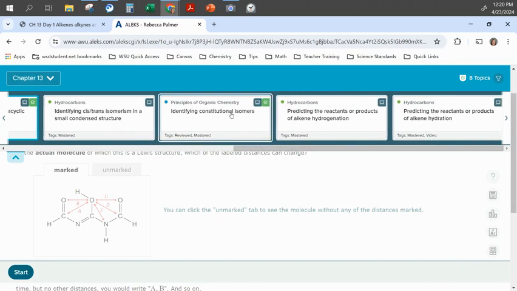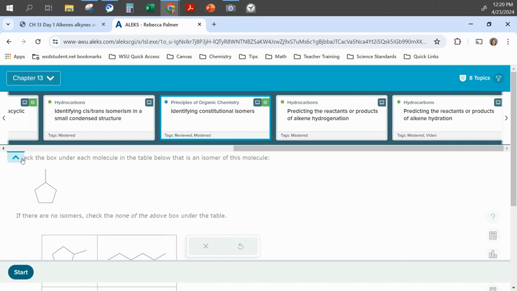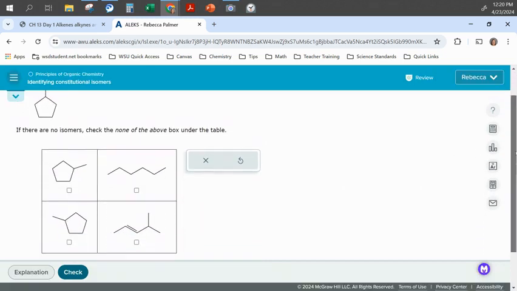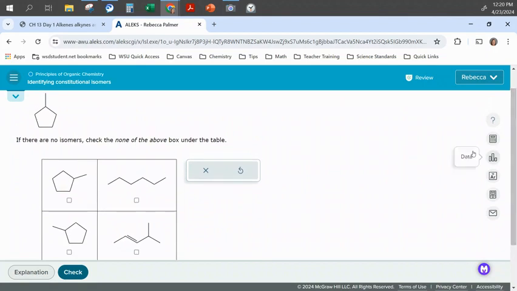The next one is identifying constitutional isomers. This is a tedious topic. If you understand the saturations and the unsaturations, that can help you. So if I'm looking at the structure, the first thing I'm going to do is write down the chemical formula for each of these. That's tedious, but that's the best way to do this topic. If I look at this molecule, remember all the N's in the corners are carbons. So this has 5, 6 carbons.